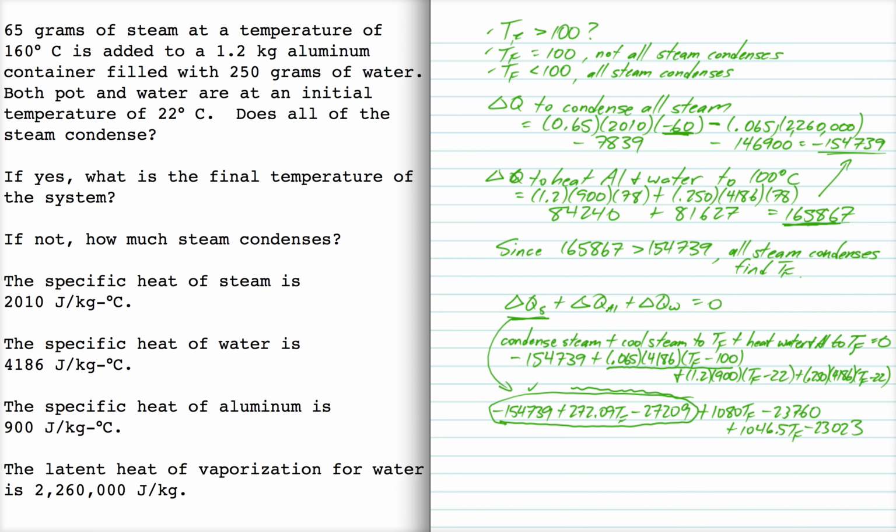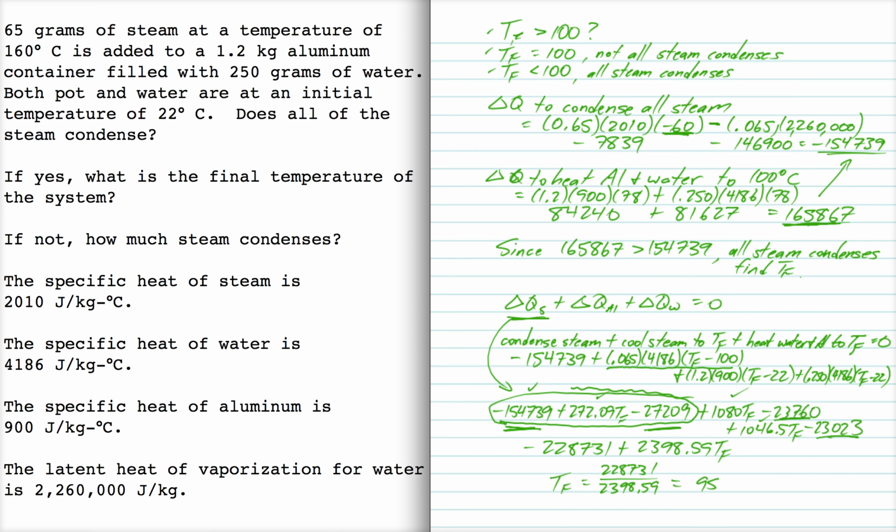Alright, so combining, I'm going to combine all of my constants, or all of my just integers, my numbers. So there's that, there's that, there's that, and there's that. Those all add up to minus 228,731. Now I'm going to combine all my terms that have TF in them, here, here, and here. That's plus 2398.59 TF. And if I solve for TF, that's positive 228,731 over 2398.59.